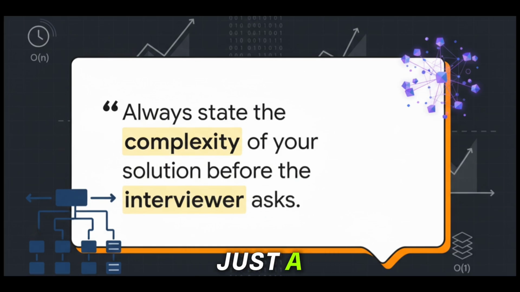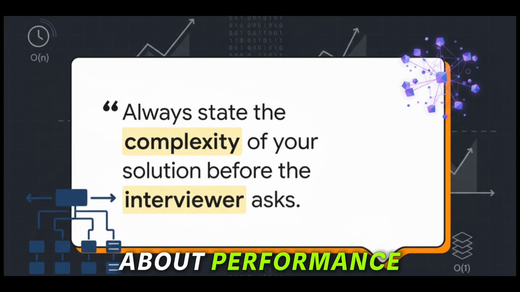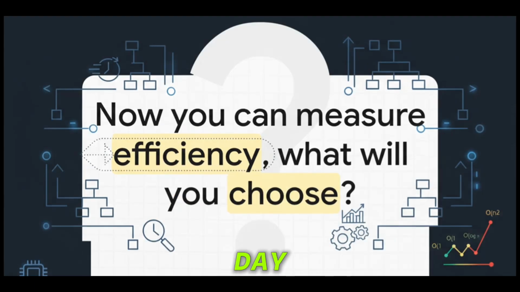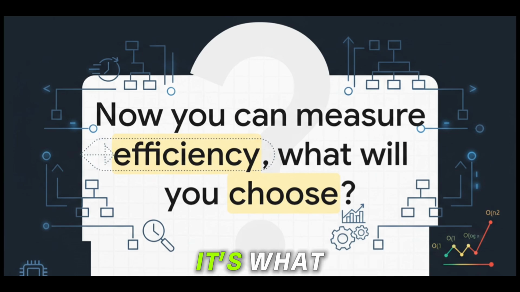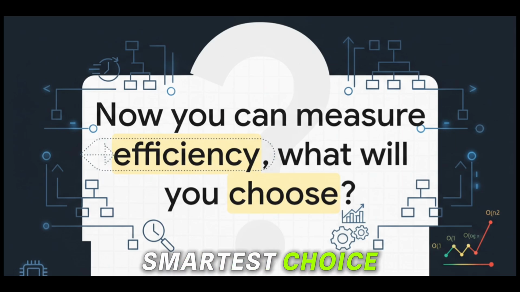It shows you're not just a coder, you're an engineer who thinks about performance from the start. Because at the end of the day, Big O isn't just some abstract thing you memorize for an interview. It's a real tool that helps you make better decisions and write better code. It's what helps you choose the right approach for the problem at hand. So the next time you're starting a project, ask yourself this. Now that you actually know how to measure efficiency, what's the smartest choice you can make?